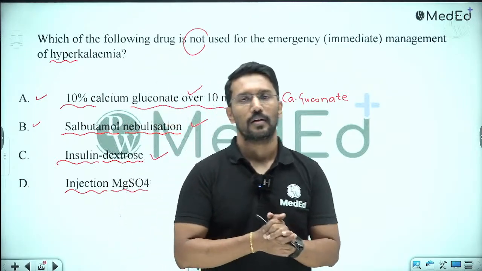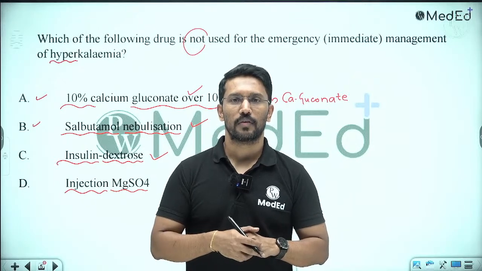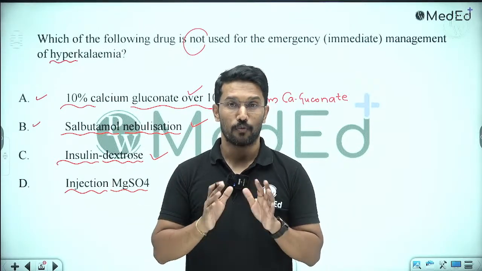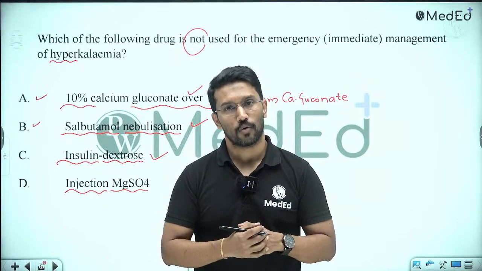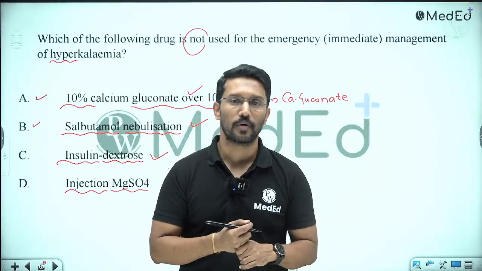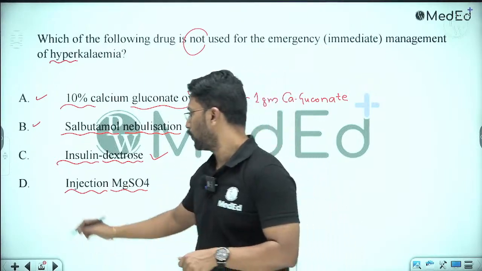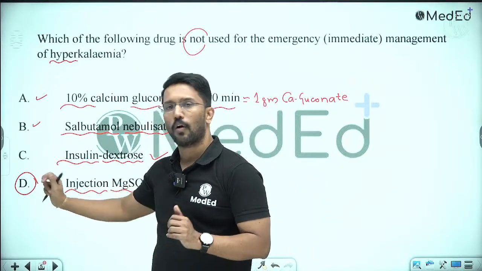Now coming to injection magnesium sulfate, is it of any use in the acute setting or even in the chronic setting? Remember, hypokalemia is often associated with hypomagnesemia. So probably hypokalemia which is refractory to potassium loading may be helped by giving IV magnesium sulfate. In a case of hyperkalemia, it has no role or no value, and that would be our answer over here, right? So the answer for this question is option D.